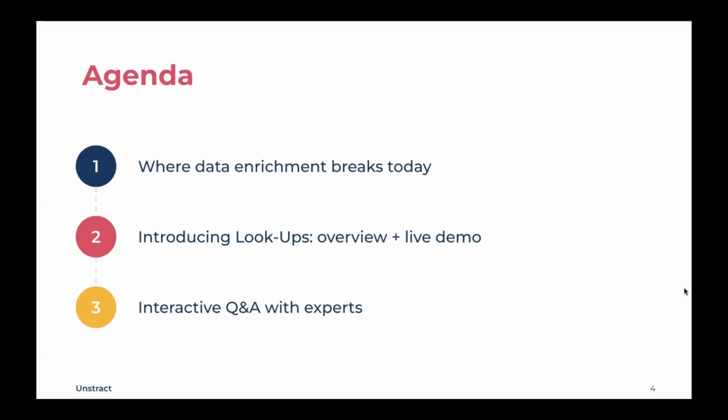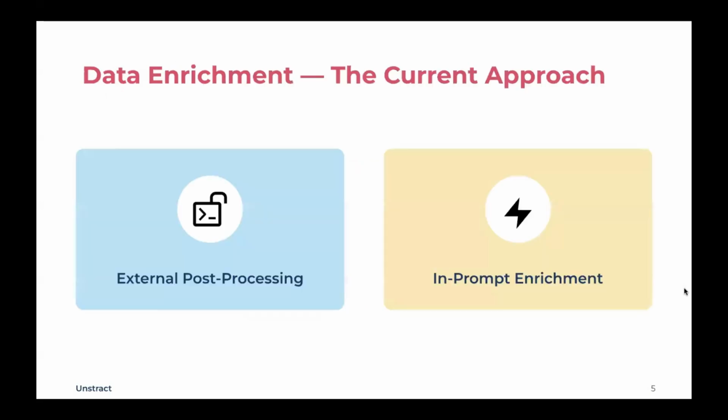So that said, let's get started by looking at what are the current approaches for data enrichment. So currently there are two major ways in which this can be done. Firstly, there is the external post-processing, and next we have in-prompt enrichment. Now, external post-processing means once you extract the document data, you send it to an external code which is hosted separately. And over here, you apply the enrichment logic and you change it in your desired format and then route it to the destination.